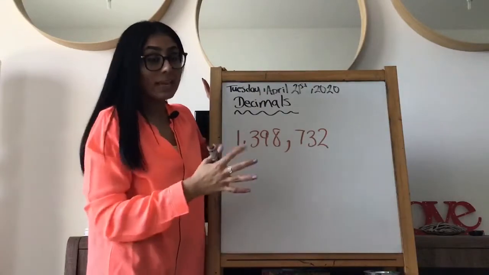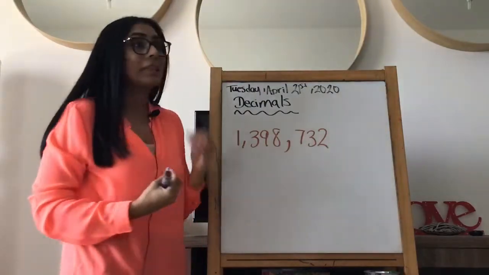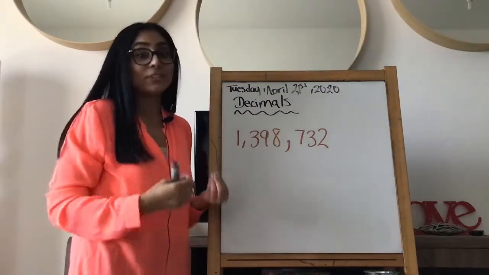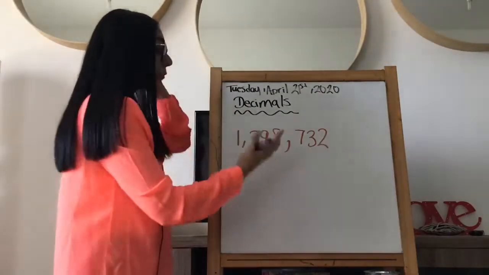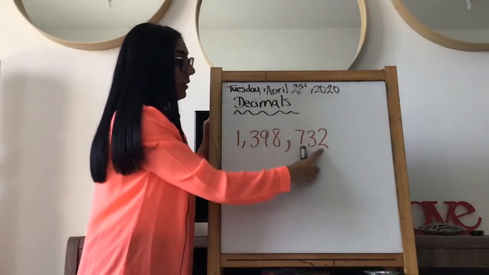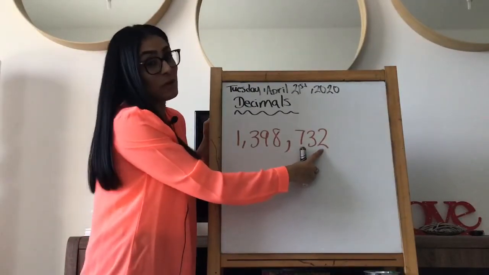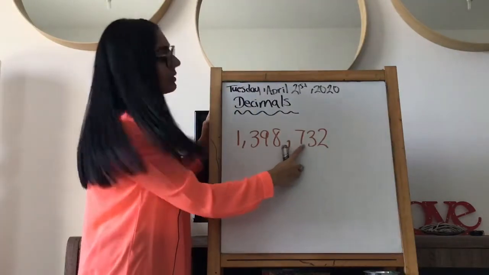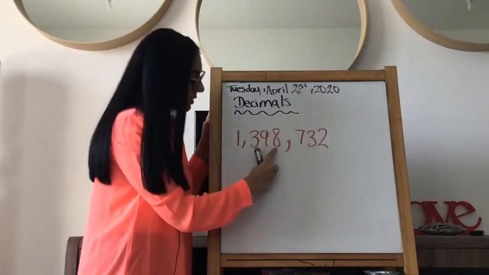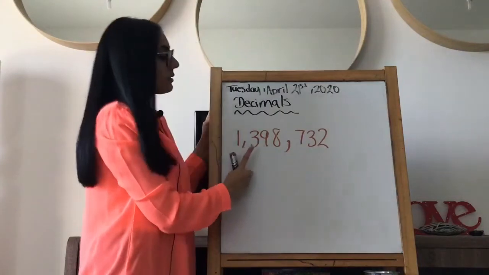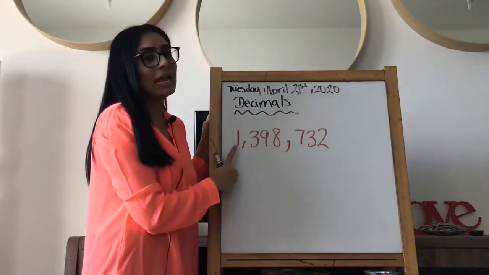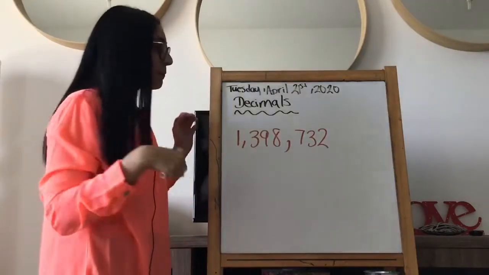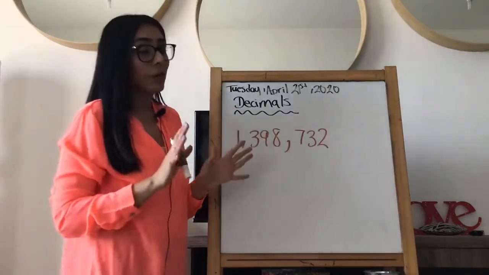1,398,732, right? And we know this because we know the place values. All you really need to know for this unit is place values. So hopefully you remember the place values of these. Say with me, I know I'm not there, but say with me: ones, tens, hundreds, thousands, ten thousands, hundred thousands, and millions. That was the first unit back in September, and that's what you should definitely already remember.